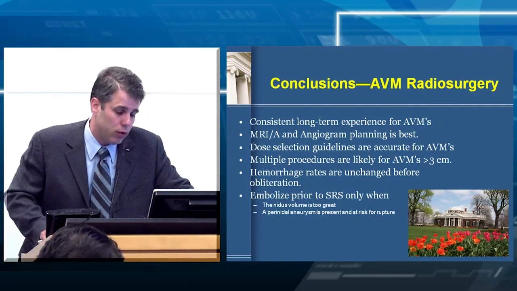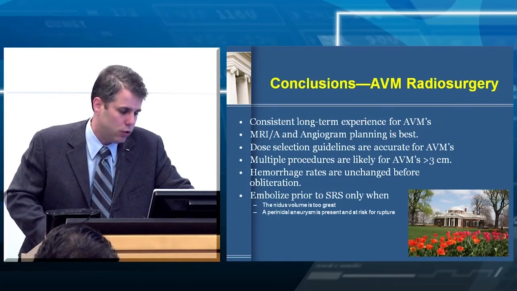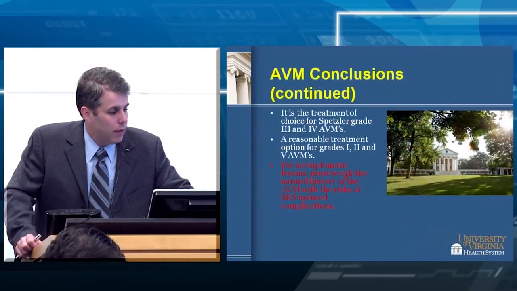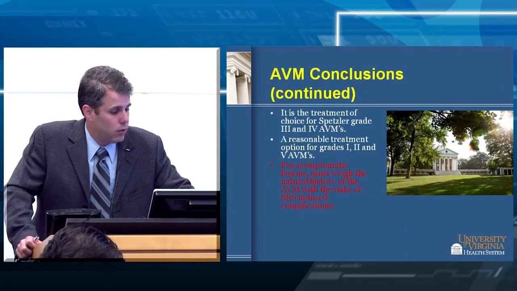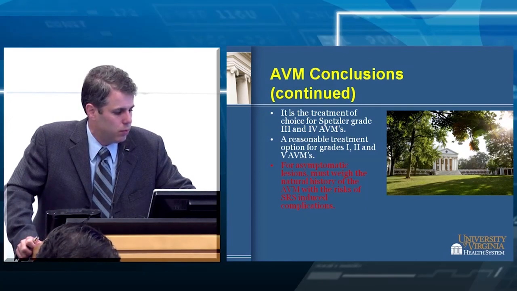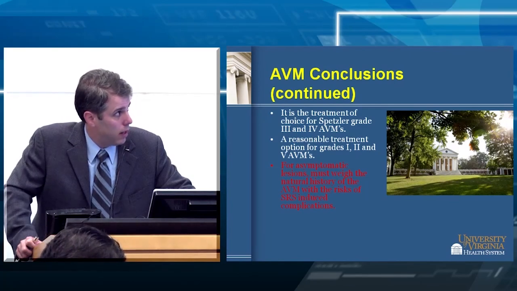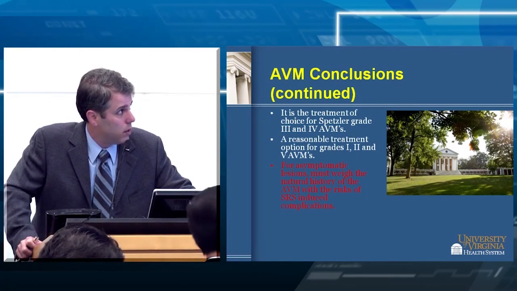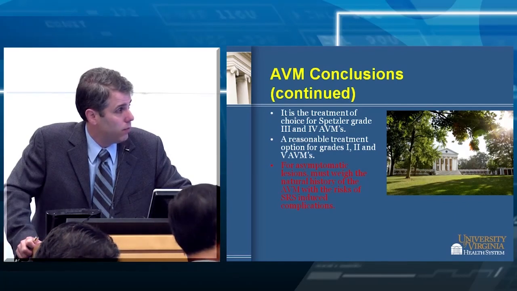Embolization should be reserved for those cases where the AVM nidus is too large to treat or where there may be high-risk features. I think it's a treatment of choice in 2014 for Spetzler-Martin grade 3 AVMs. Certainly not everyone will agree, but in large part, I think the literature supports this pretty nicely. It's a reasonable treatment option for grade 4 Spetzler-Martin AVMs, and I think it competes nicely for grade 1 and 2 AVMs, and has some value for even Spetzler-Martin grade 5 AVMs.